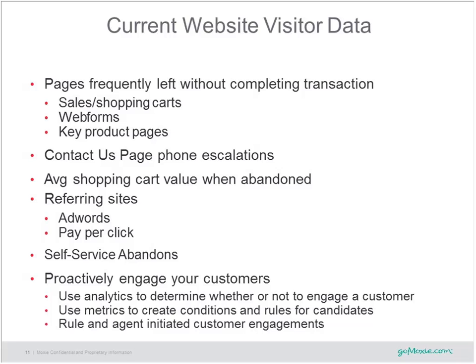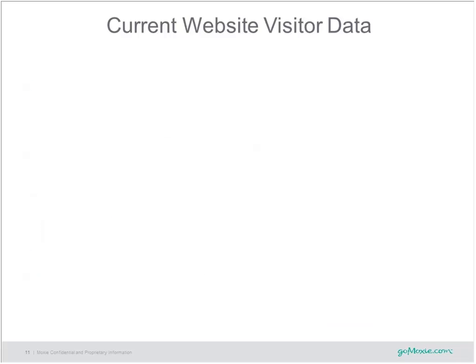So my last 3 points are kind of the key ones down here at the bottom: use analytics to determine whether or not to engage a customer, use metrics to create conditions and rules for candidates, and then rule and agent initiated customer engagements. So have a look at all this analytics up front to decide your KPIs and where you're going to look at the customers, use the feedback accordingly, and then start creating some of these rules.